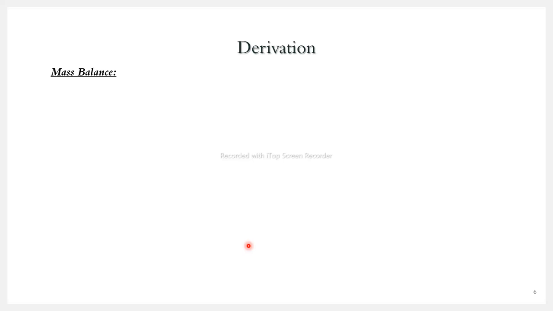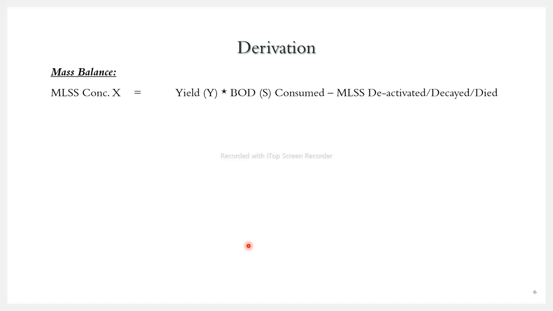So again, the mass balance equation that we used in a problem 2 weeks back will be used. The equation is something like this, where MLSS concentration X equals yield Y into BOD consumed minus MLSS deactivated or decayed or died. The X, that is the MLSS concentration or the microbial concentration. If it is mixed liquor suspended solids, then you will feel that it is the live organisms. But if it is only suspended solids, then it is the total suspended solids, out of which the ML means the biological concentration it is denoting.